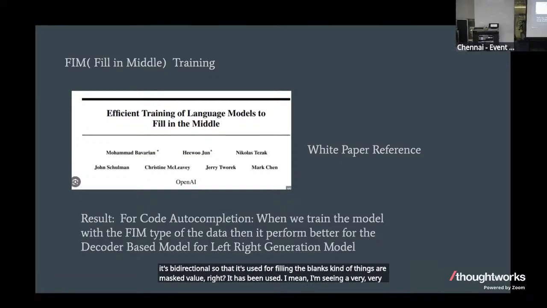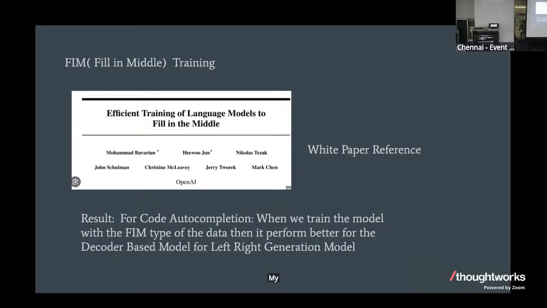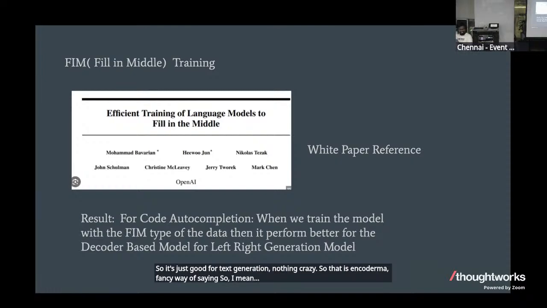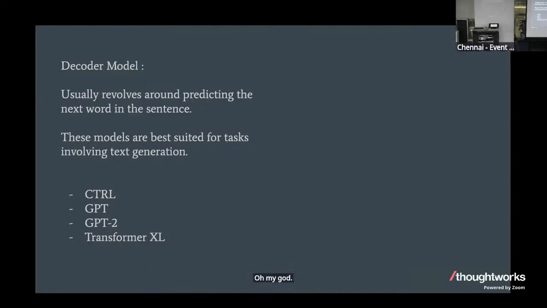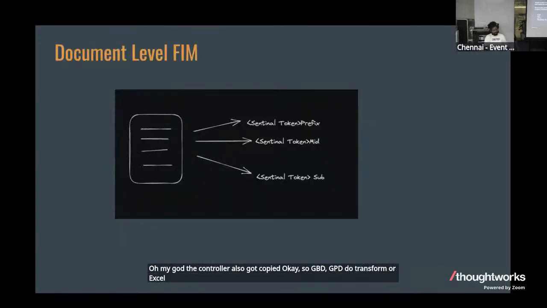The decoder model is just like GPT-2, used for text generation. It just predicts the next word. For example, given 'my life is', it will generate the next word based on the trained model. So it's just good for text generation, nothing crazy. That is my fancy way of saying it. Fundamentally I'm just simplifying it. As I said, it just predicts the next word in your sentence. GPT-2 and Transformer XL are examples.